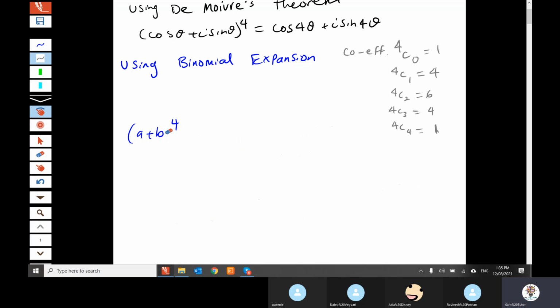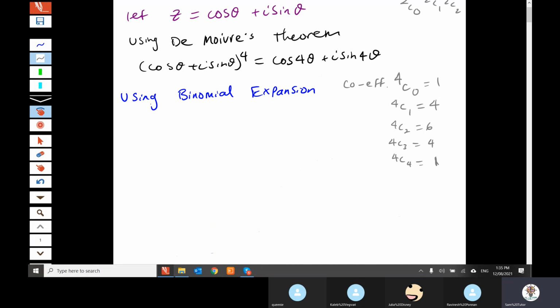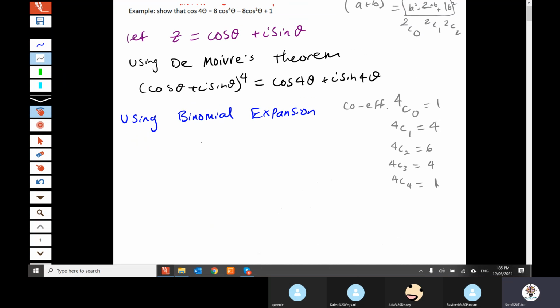I'll be with you guys next week, using binomial expansions. All right, so now let's see if we can apply it to this one. Who wants to give it a shot? Cos theta, which is A, plus i sine theta, which is B.